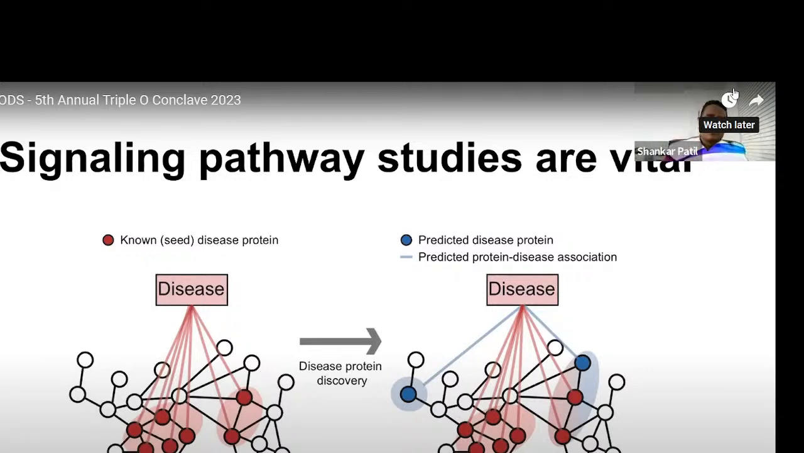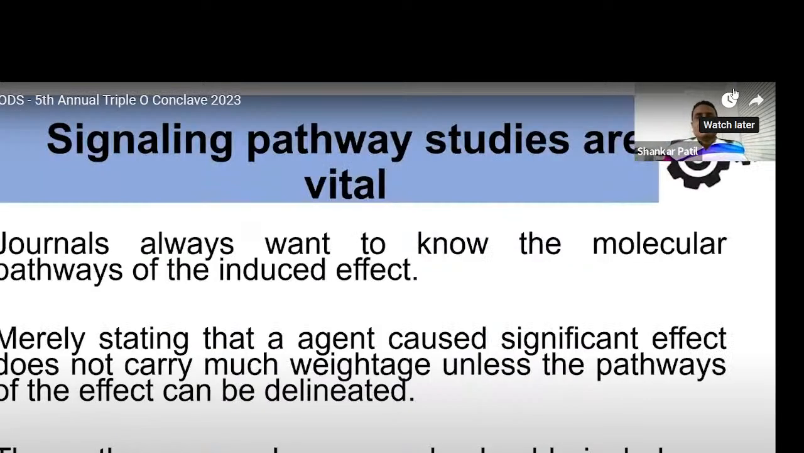And to tell that mechanism, you need to do in-depth experiments. Signaling pathway studies are very, very vital. The journal wants to know the molecular pathway of the induced effect. The effect is there, but how is this effect taking place? That you can find by doing molecular analysis. And it should have a thorough experimental model. The pathway model should be there.